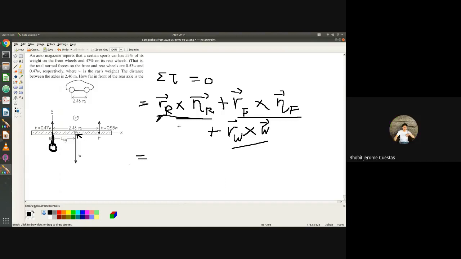Zero, since the origin is at the position of the rear wheels, so the magnitude of R sub R is zero, and N sub R is 0.47 W, multiplied by zero. Note this is a cross product, not ordinary multiplication. It just happens that the magnitude of the vector R sub R is zero, because the chosen origin is the position of the rear wheels.